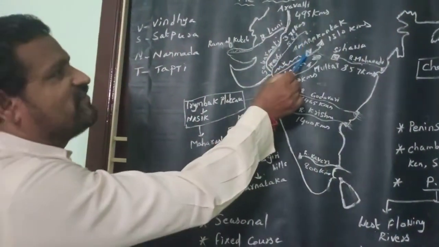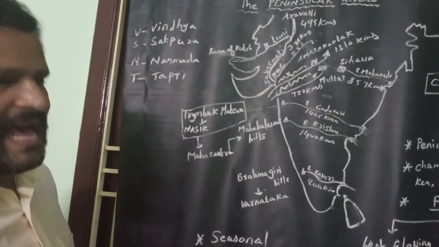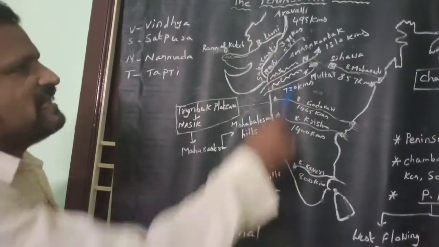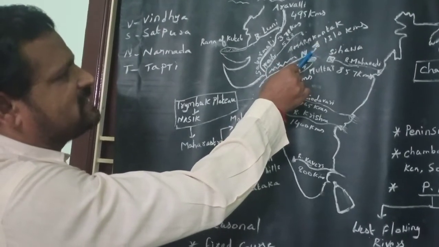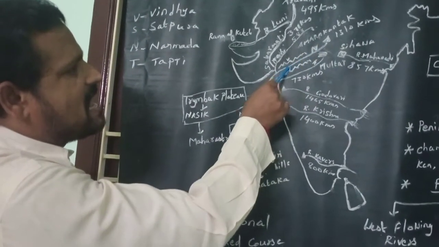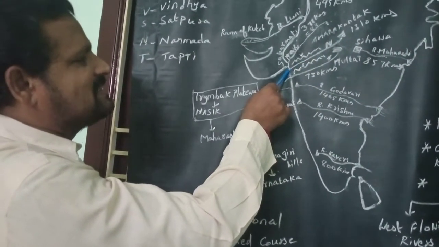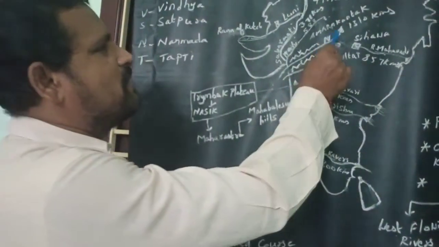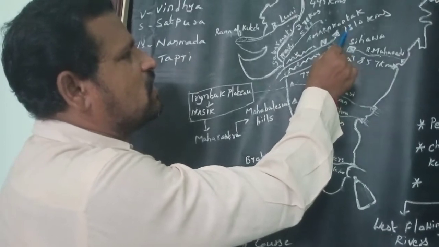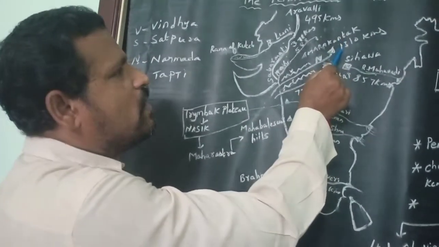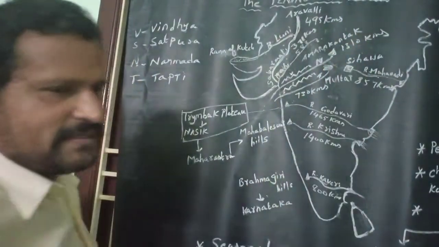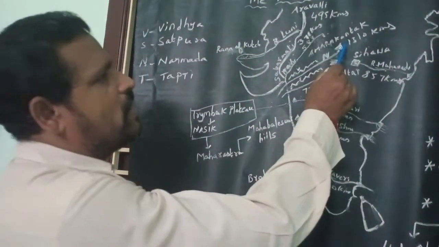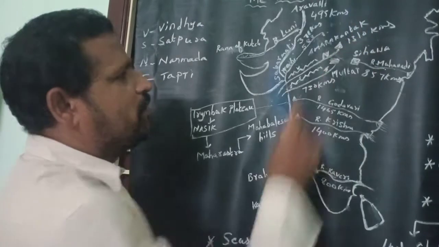The largest west flowing river is Narmada. It rises at Amarkantak Hills in Madhya Pradesh. Narmada river flows in Madhya Pradesh, then Maharashtra, Gujarat. At last it discharges in the Arabian Sea. The length of the Narmada river is approximately 1,310 kilometers.